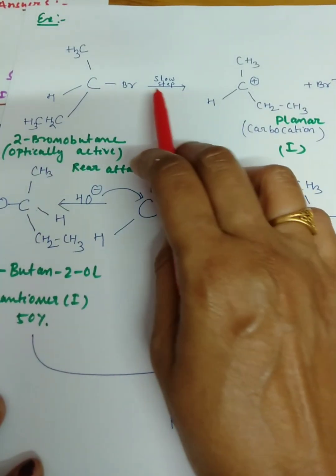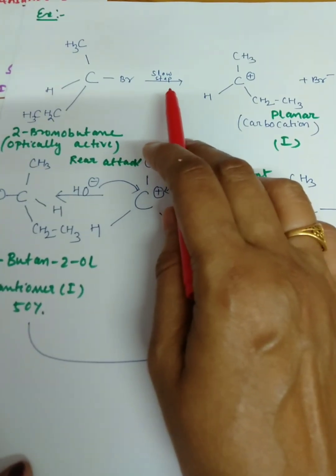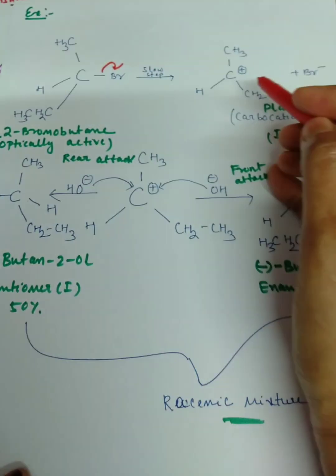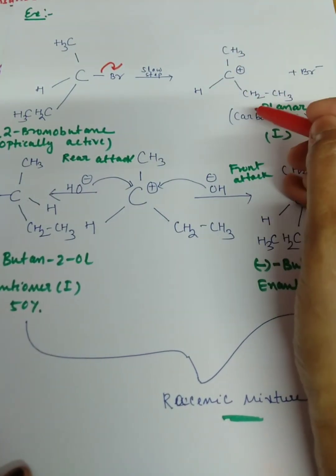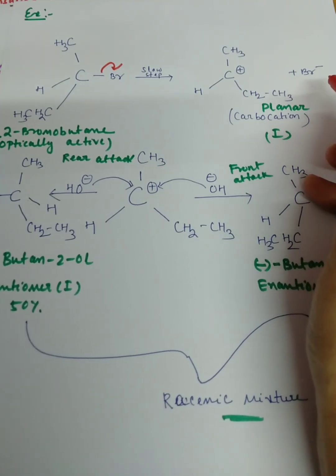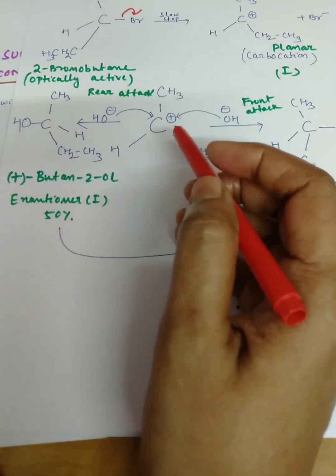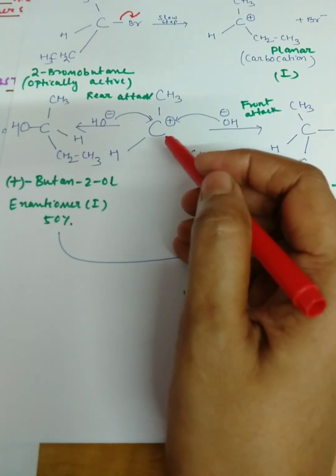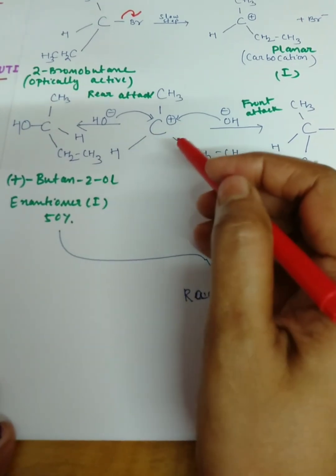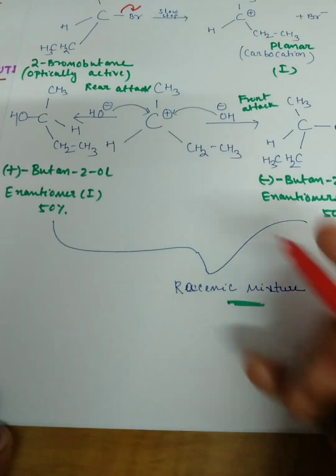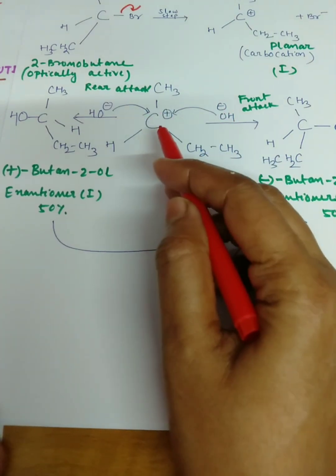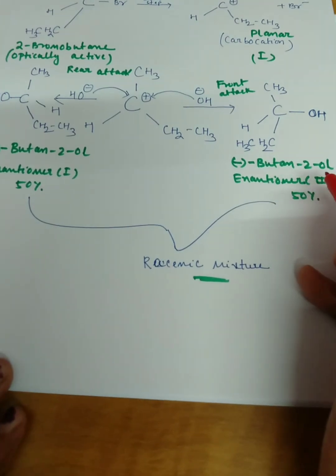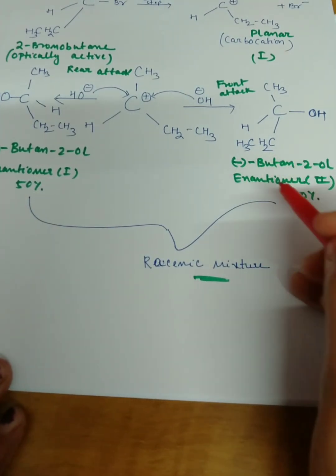When it undergoes dissociation, that is the slow step, it forms a carbocation. Here the carbon becomes C plus, a planar carbocation, and the bromide ion is the leaving group. Now, what happens when the nucleophile attacks the planar carbocation? When the nucleophile attacks from the front side, you get butan-2-ol, which is 50% of one enantiomer.